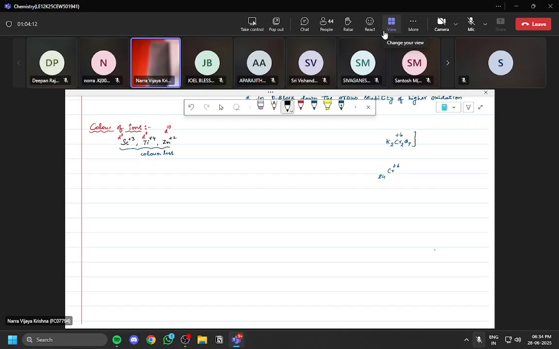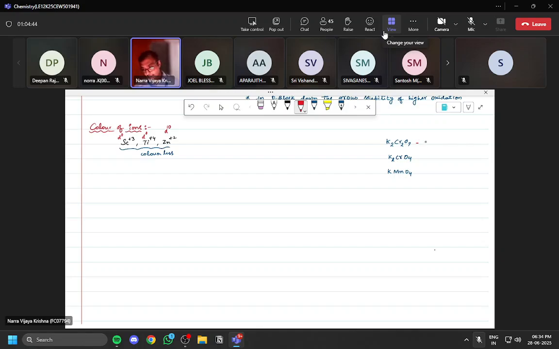Right? In some cases, even though there are no unpaired electrons in d orbitals, they show color because of ligand to metal charge transfer. So I am writing that point. In case of K2Cr2O7, K2CrO4, KMnO4. What is the color of K2Cr2O7?